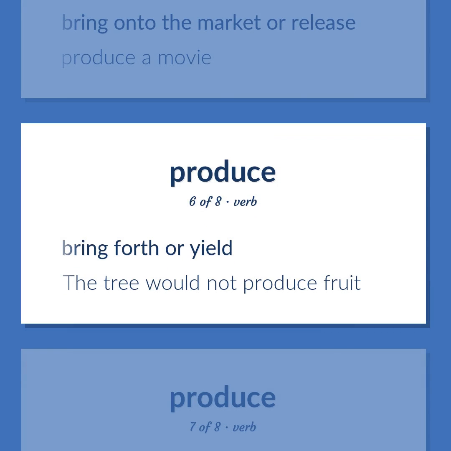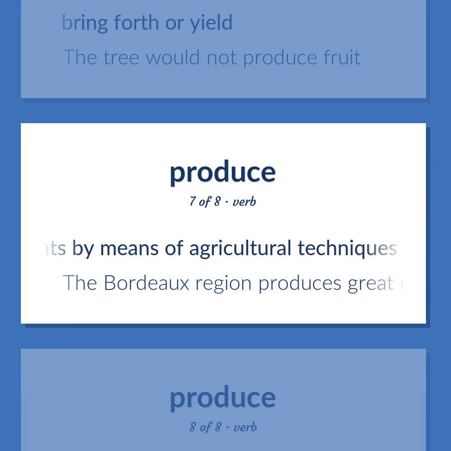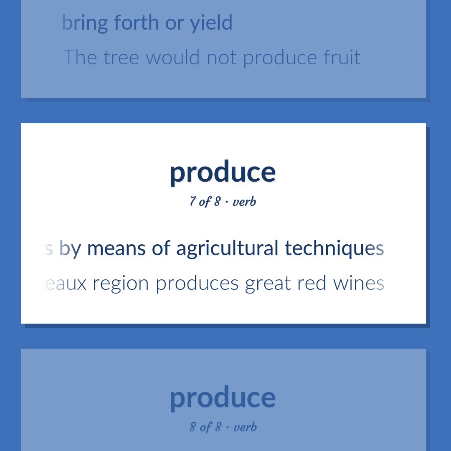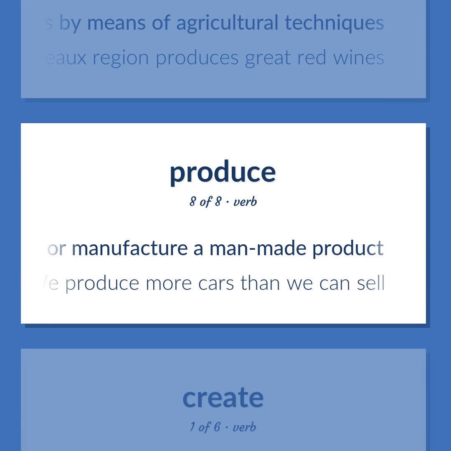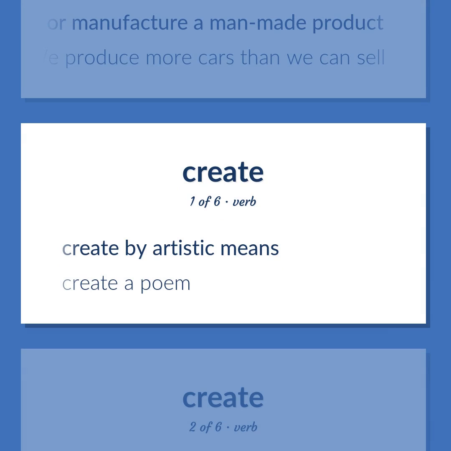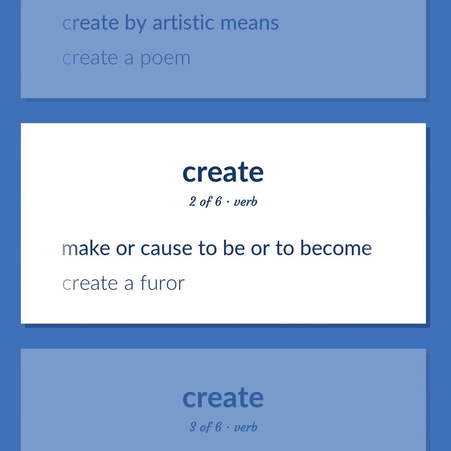Bring forth or yield. The tree would not produce fruit. Cultivate by growing, often involving improvements by means of agricultural techniques. The Bordeaux region produces great red wines. Create or manufacture a man-made product. We produce more cars than we can sell. Create by artistic means. Create a poem. Make or cause to be or to become. Create a furor.